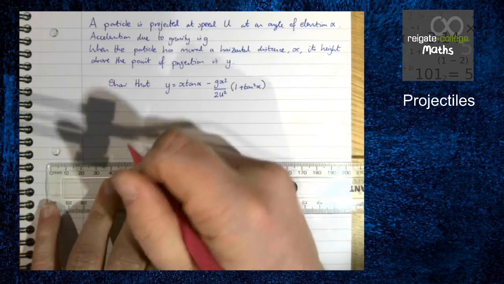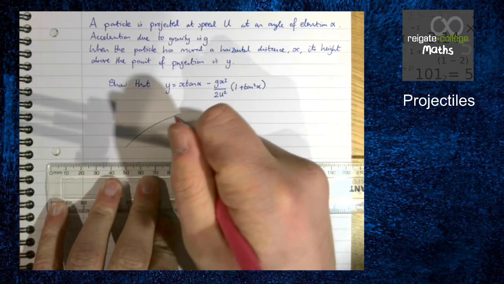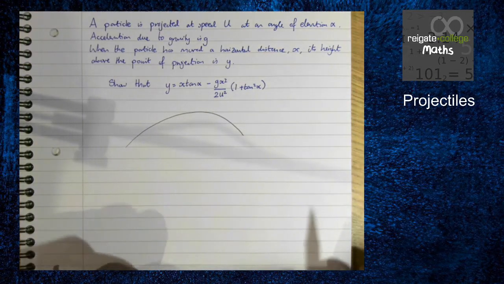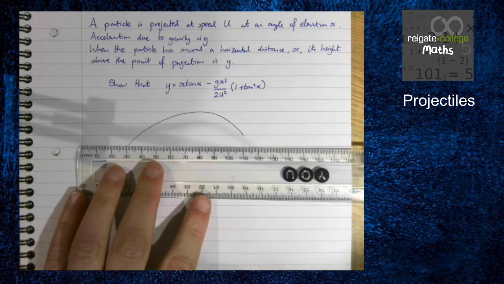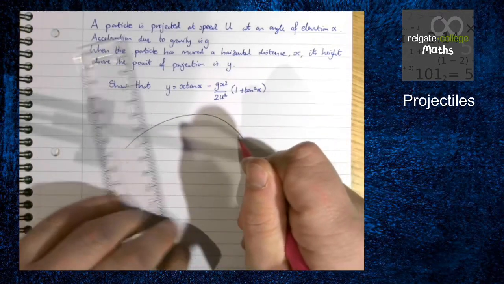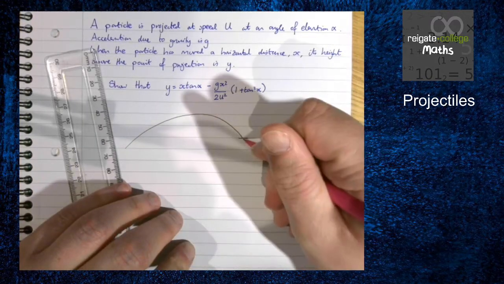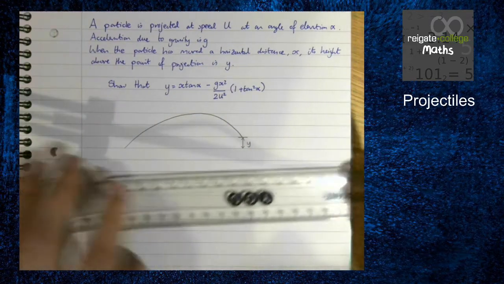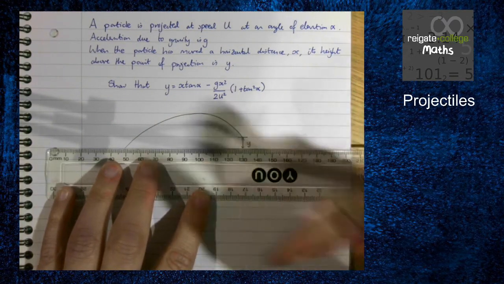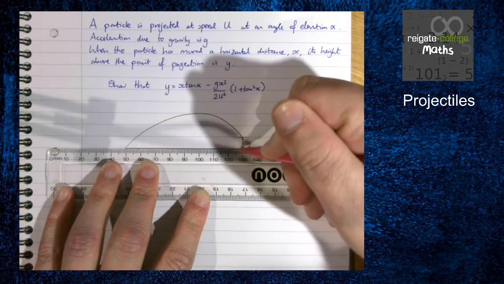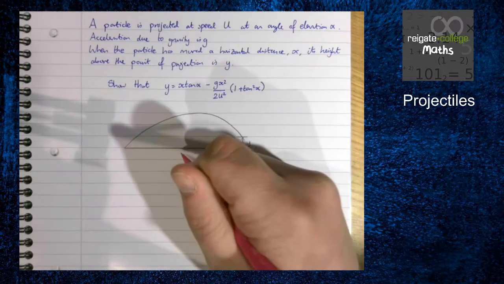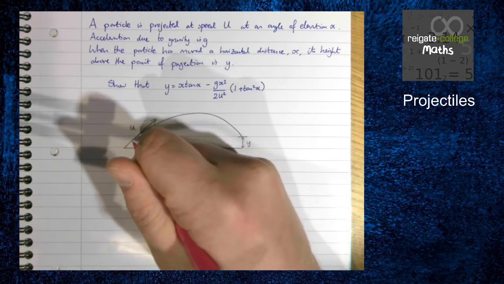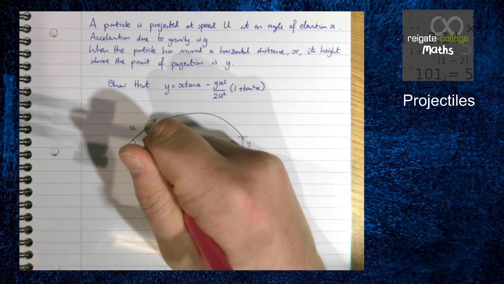So we have our point of projection, and we're going to do something like this. So we know that when it's moved this distance x, the height, this height, is y. When it's moved this distance, x. It's being projected at u at an angle of alpha.